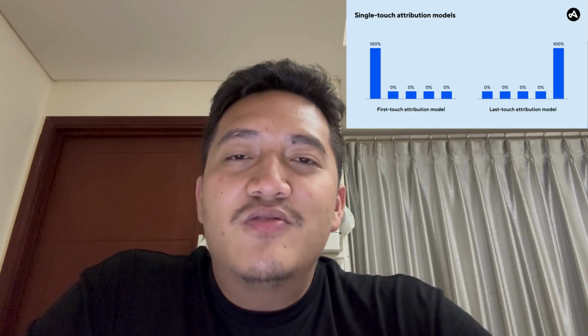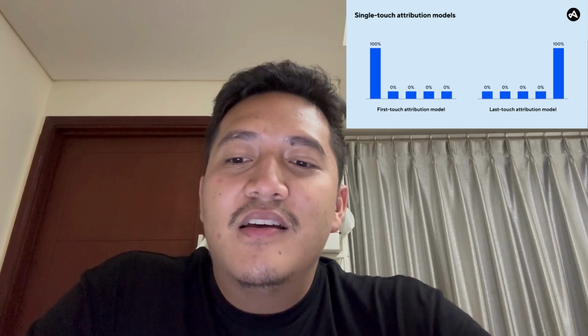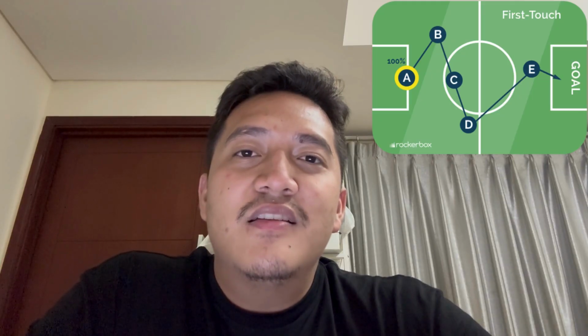So with first touch attribution model, we actually only credit the very first interaction that influences the purchase or conversion. So in a football analogy, we only credit player A in this diagram. So if you want to know which channel actually drives the awareness and how that awareness leads to conversion, then this is a suitable marketing attribution model.